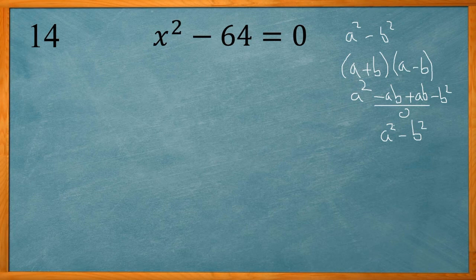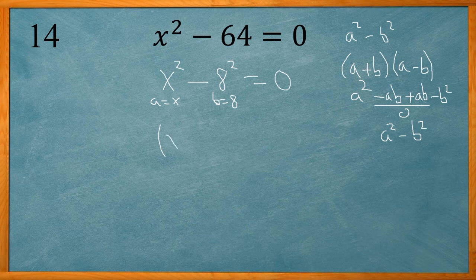So we can apply that to this equation. Here I got x squared. 64 is really 8 squared. 8 times 8 is 64. So I do have a difference of 2 squares, where my a is x and my b is equal to 8. So I can write it as x plus 8 and x minus 8. And just like the previous problem, we take each factor and set it equal to 0.